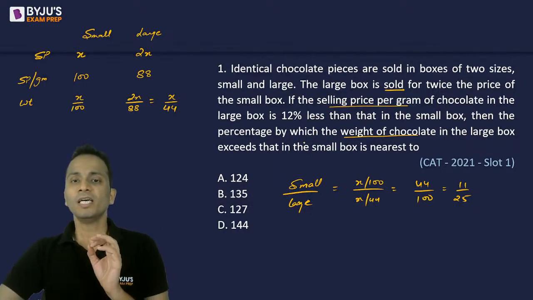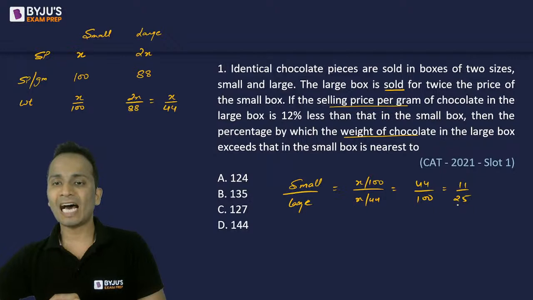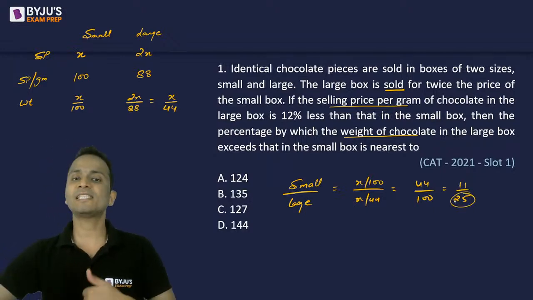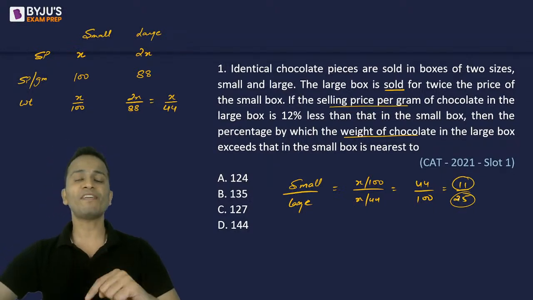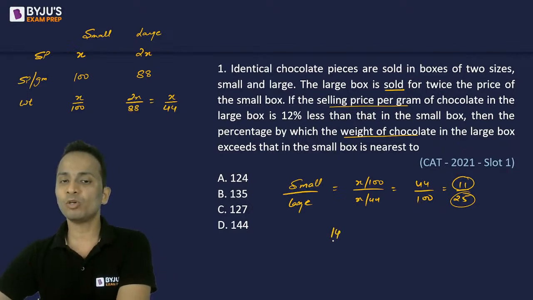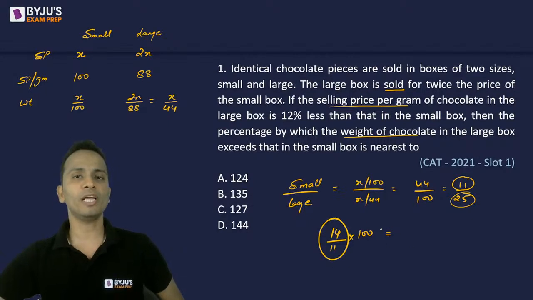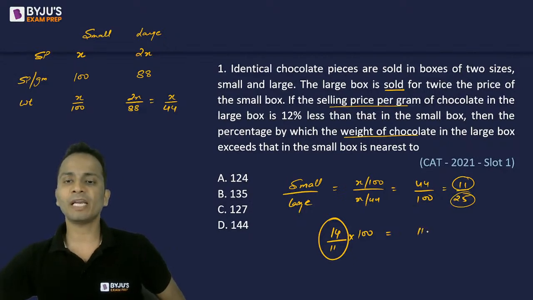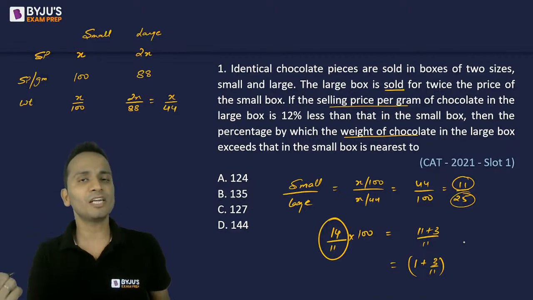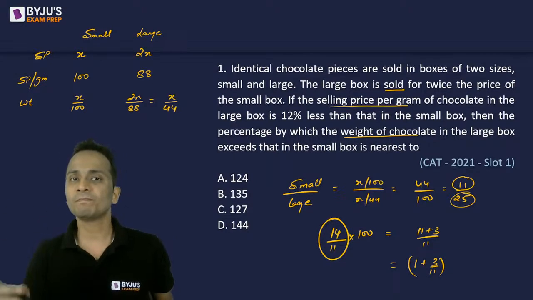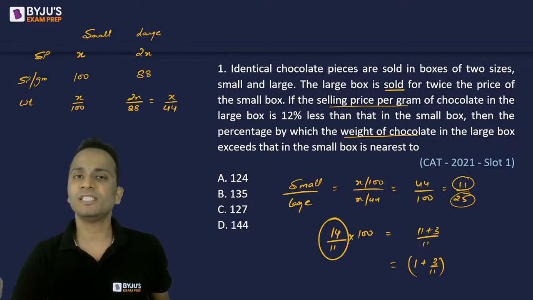Now the question is the percentage by which the weight of the large box, which is 25, exceeds that in the small box. So 25 exceeds 11 by 14 divided by 11 multiplied by 100 percent. So we have to now solve 14 upon 11. I can break it as 11 plus 3 upon 11. Now 11 upon 11 will be 1. So 1 plus 3 upon 11 in terms of percentages. Now 1 will be 100 percent, and 3 upon 11 will be 3 multiplied by 9.09.